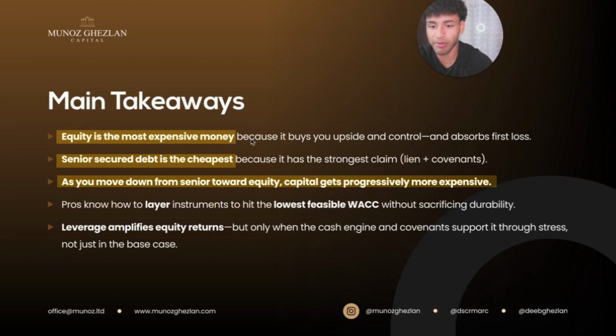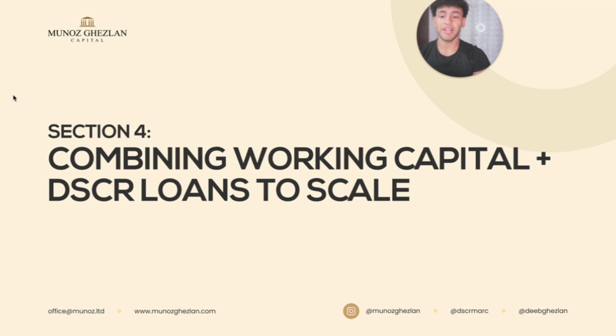And engineering good capital stacks is a balance, an art and a science, to achieving the lowest feasible weighted average cost of capital without sacrificing durability. And finally, probably the most important concept discussed here is how leverage amplifies equity returns, but only when the cash engine supports it through stress, not just in the base case. So I'm sure you noticed it, but combining working capital and DSCR loans to scale is what this capital stack is about, right? Your DSCR loan is going to be your senior debt, your working capital is your junior debt, and that's going to amplify your return on equity or cash on cash.